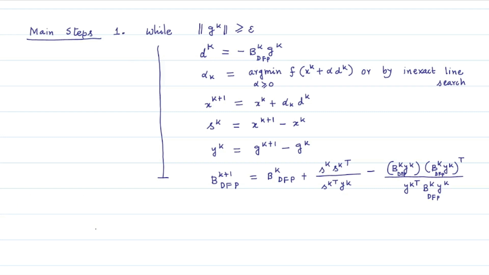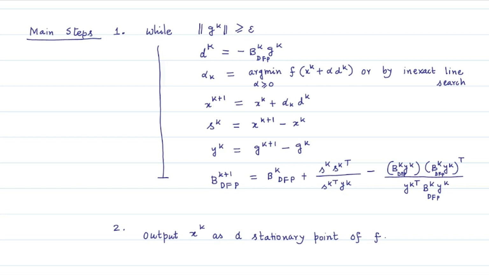So this is the first step in the main steps, and the second step is, after this while loop, you give the output as the point xk as a stationary point, which may possibly be an optimum point of the objective function f. So this is the entire algorithm for the DFP method.